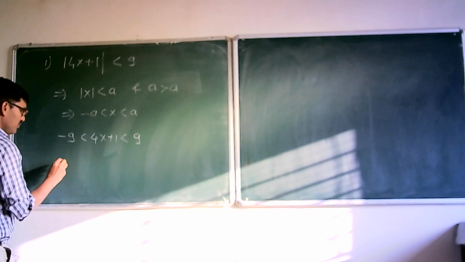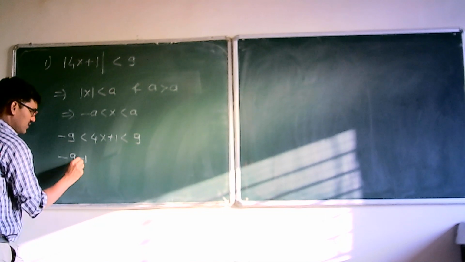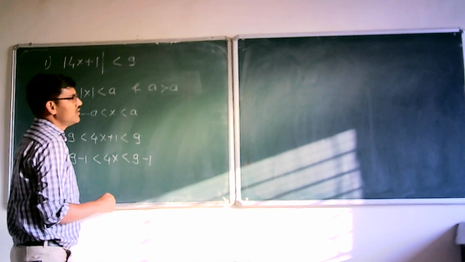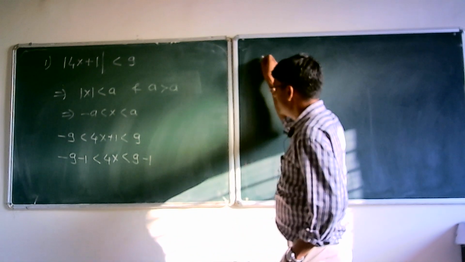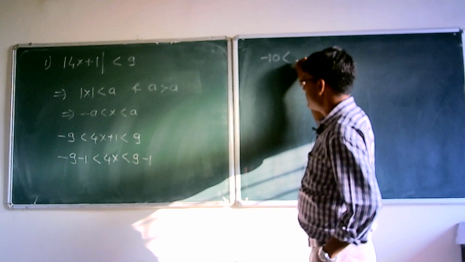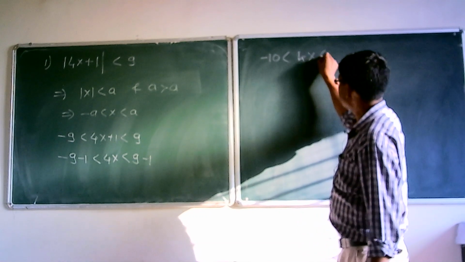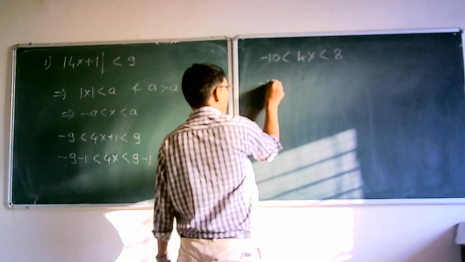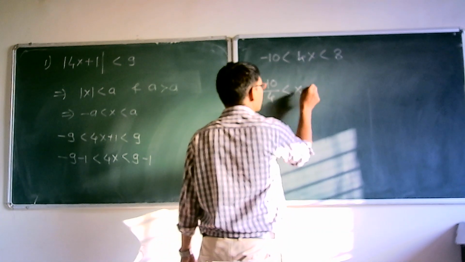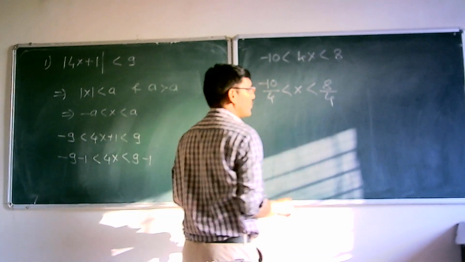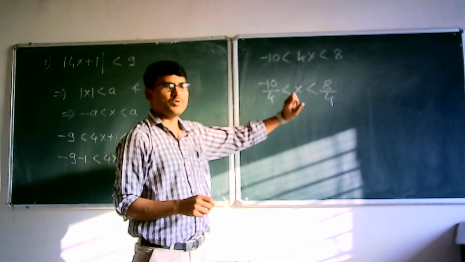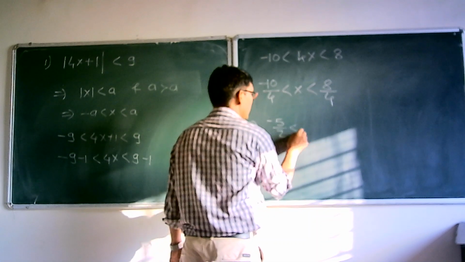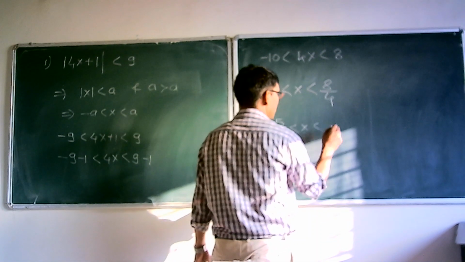Then subtract 1 from all sides. So minus 9 minus 1 is less than 4x less than 9 minus 1. So this can be written as minus 10 less than 4x less than 8. Now divide both sides by 4. So it is minus 10 divided by 4 is less than x less than 8 divided by 4. Since 4 is a positive number, there is no need to change the inequality sign. So this is equal to minus 5 by 2 less than x less than 8 by 4, which is 2.